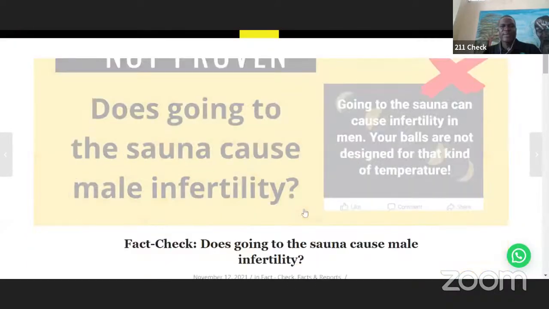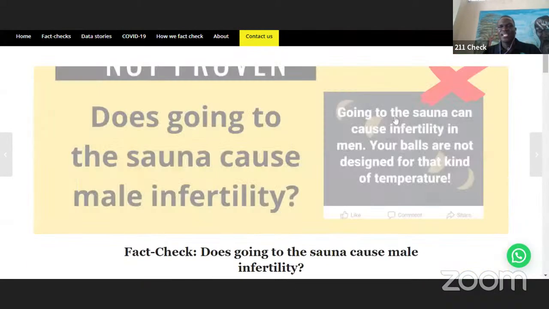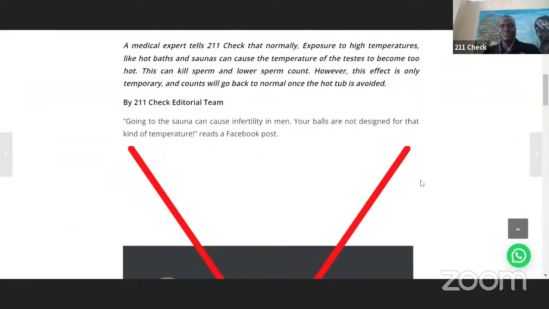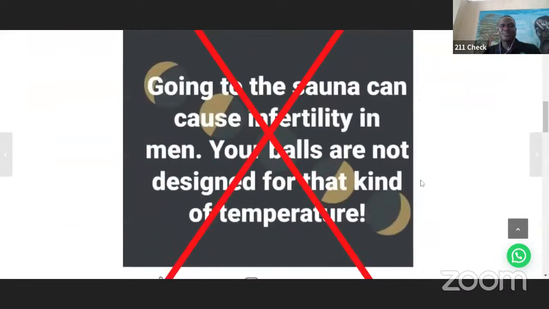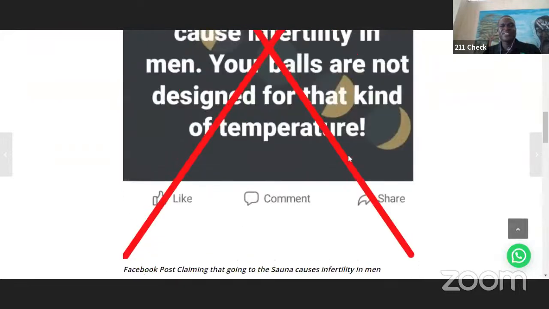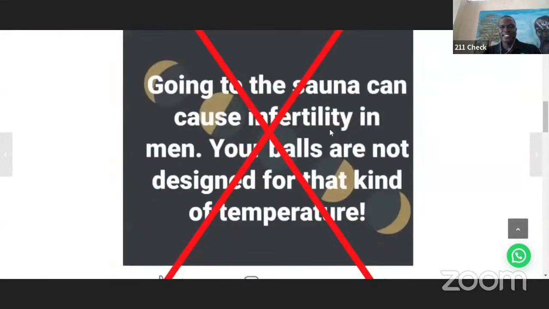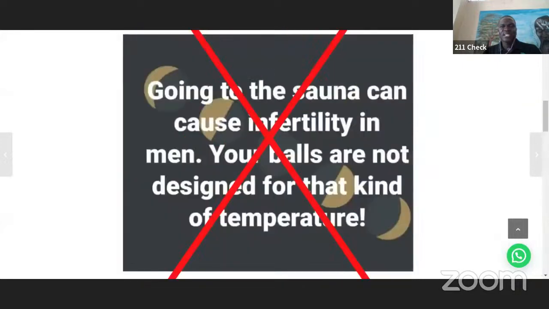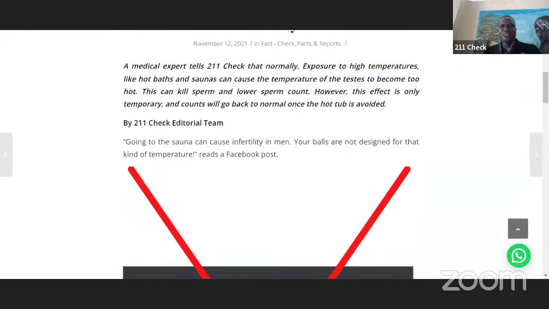So we have another claim here where somebody posted on Facebook that going to the sauna can cause infertility in men. Your balls are not designed for that kind of temperature. So sauna is sort of, some of you know this, you can go and check your dictionary to check this. And then what happens is this person posted that going to the sauna in men is this.